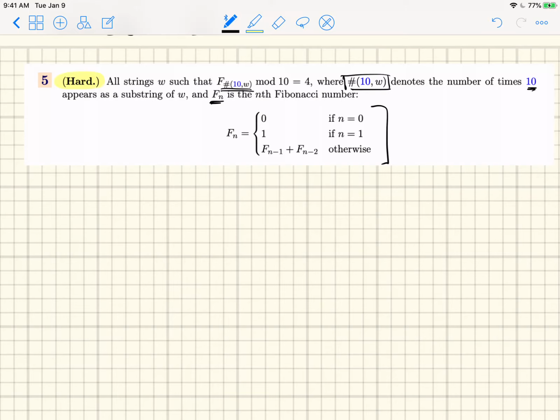DFAs are like Python programs in some sense. They're not as powerful as Python programs because I can't go backwards, right? And with Python programs, I don't have to read an input all the way from left to right. But the reason I talk about Python programs and code when we talk about DFAs is because they're pretty similar.